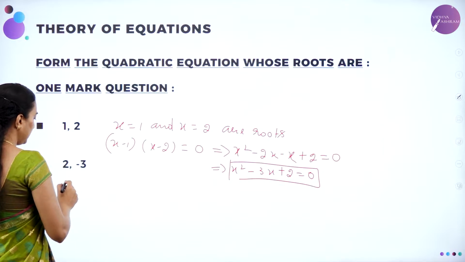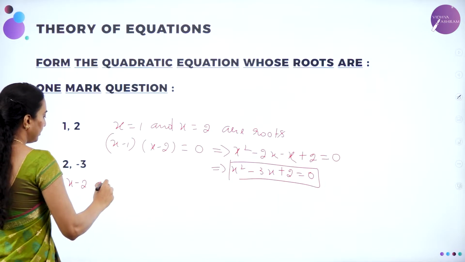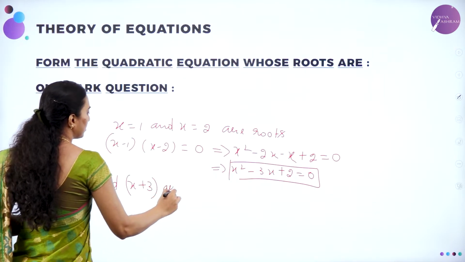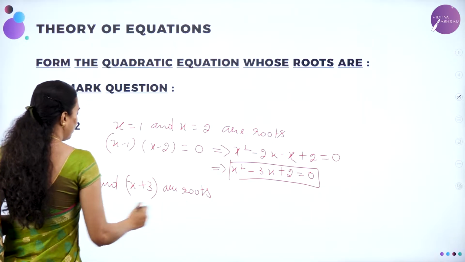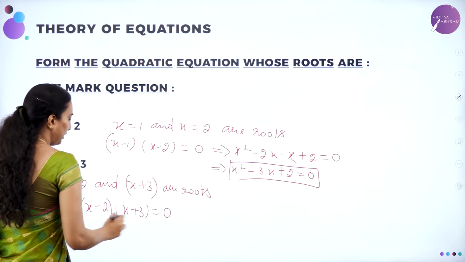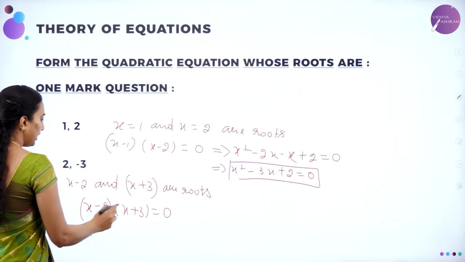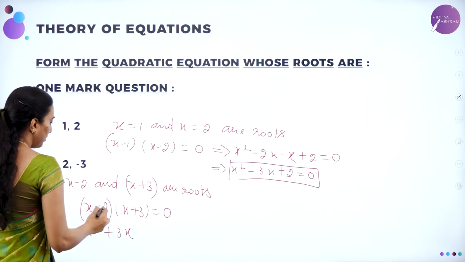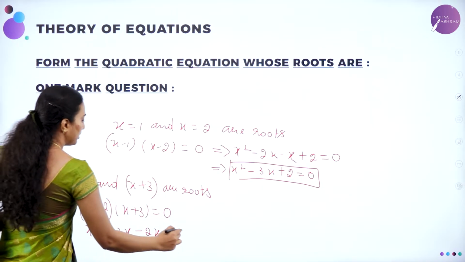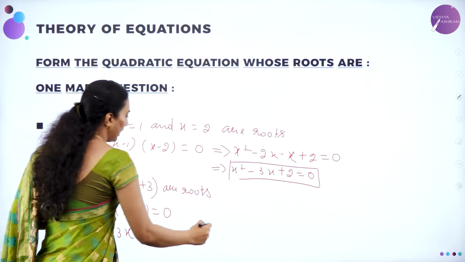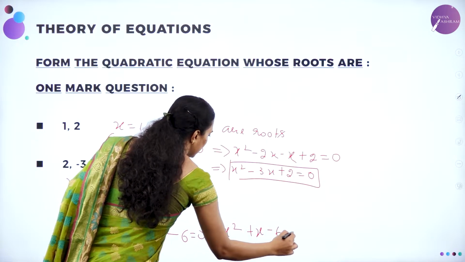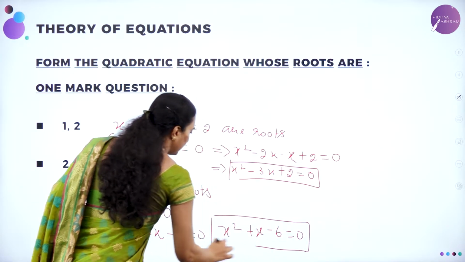Similarly, this also can be taken, that is x minus 2 and x minus of minus 3, which is x plus 3, are the roots. So, therefore, you can equate x minus 2 into x plus 3 equal to 0. Multiply this: x into x is x squared, x into 3 is plus 3x, minus 2 into x is minus 2x, minus 2 into 3 is minus 6, equal to 0. Therefore, solving this, x squared plus 3x minus 2x is plus x, minus 6 equal to 0. So, this is a quadratic equation.